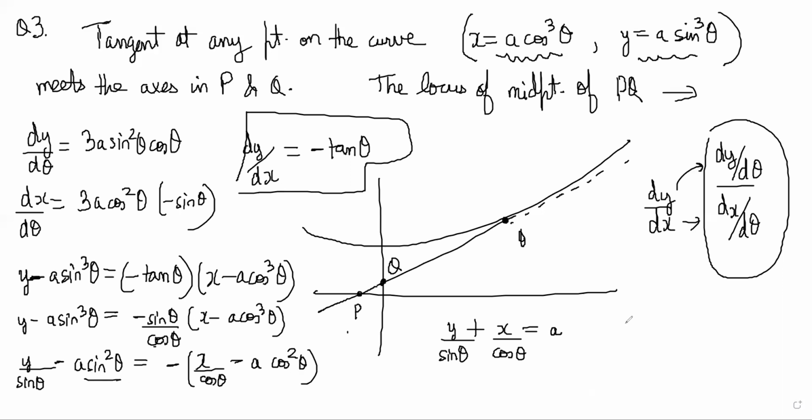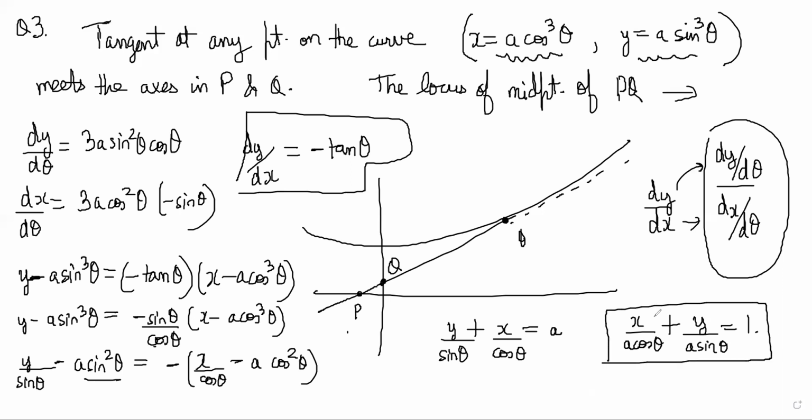So your equation is basically x by a cos theta plus y by a sine theta is equal to 1, right? And this is in the intercept form of a straight line. You remember x by a plus y by b is 1. So your P point and Q point are immediately a cos theta comma 0 and 0 comma a sine theta. P and Q, right?